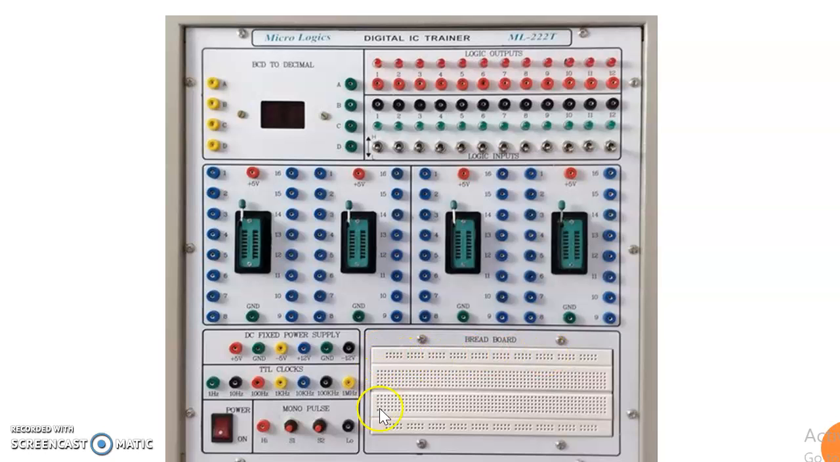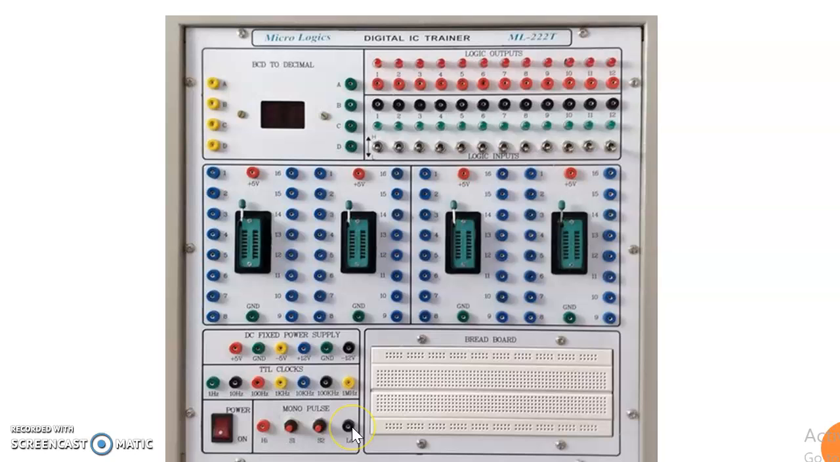This is the breadboard where we are doing the connections for analog experiments. 555 timer, 741 ICs, all we can do in this part of the breadboard. Okay, and here you can see there is a section called monopulse.